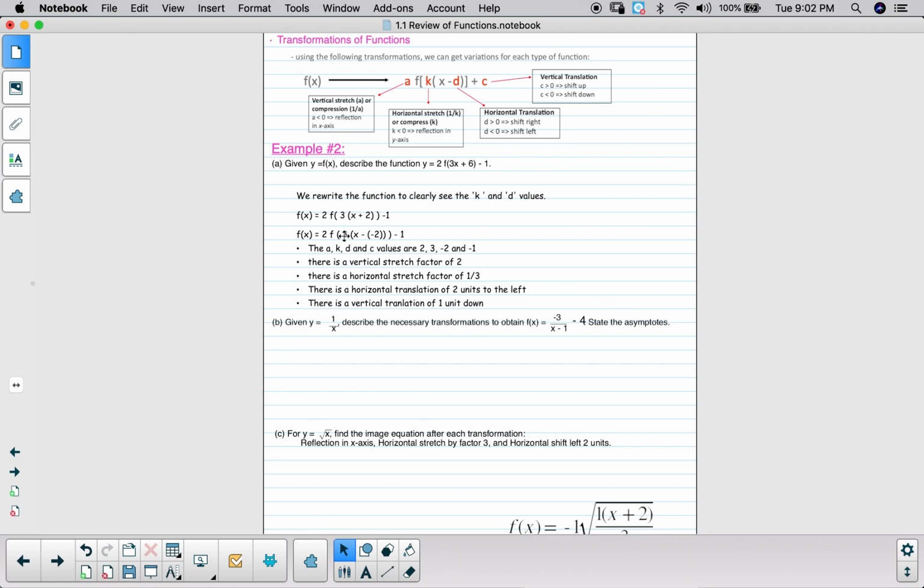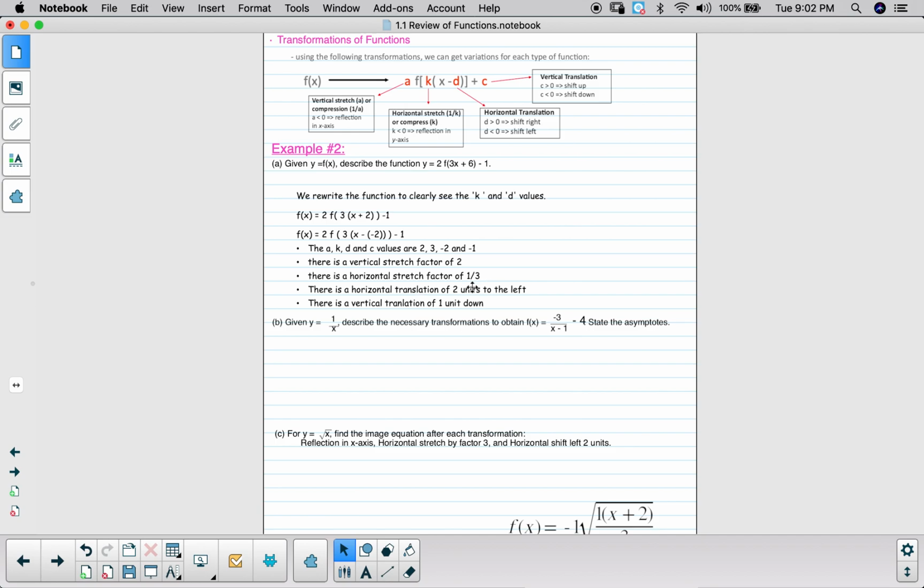And so you can see that there's a vertical stretch by a factor of 2. There's a horizontal stretch by a factor of 1 over 3. There's a horizontal translation of 2 units to the left, and a vertical translation of 1 unit down. Whenever you are describing the transformations, you have to say the stretch and the factor. You also have to say if it is a translation, whether it's vertical or horizontal, and how many units it has translated.